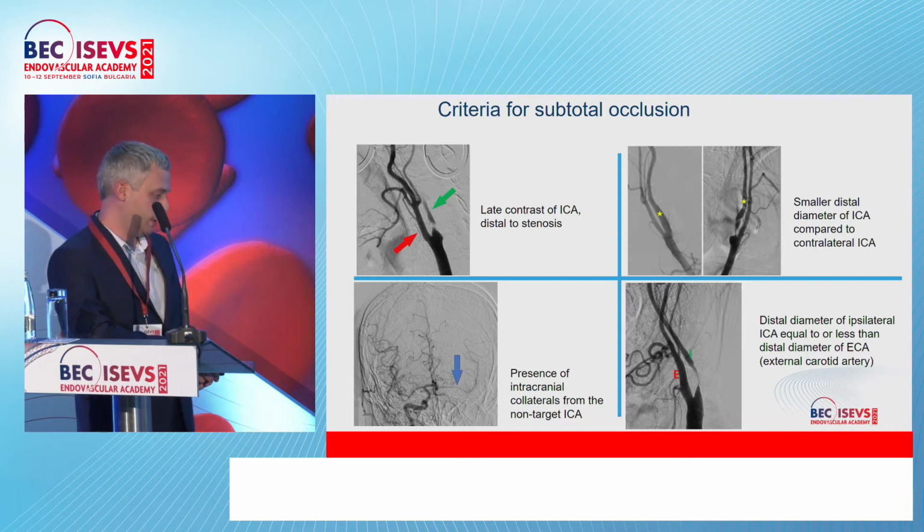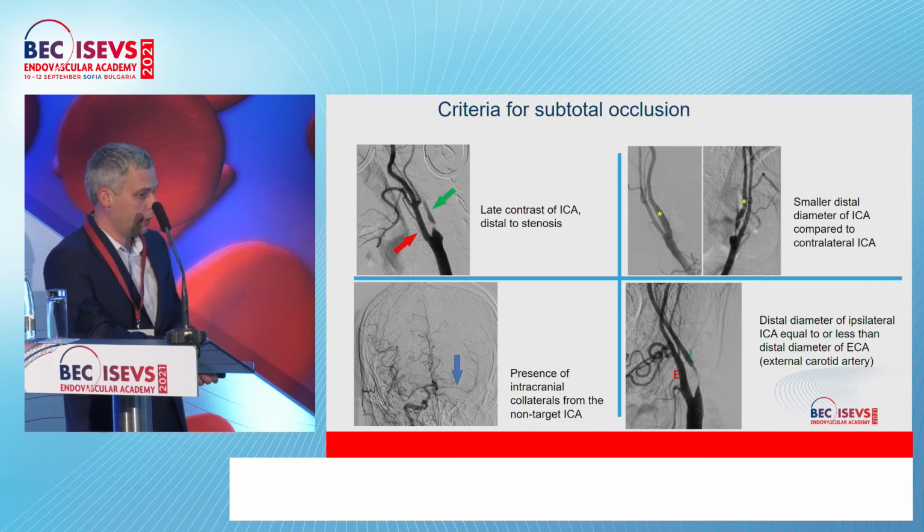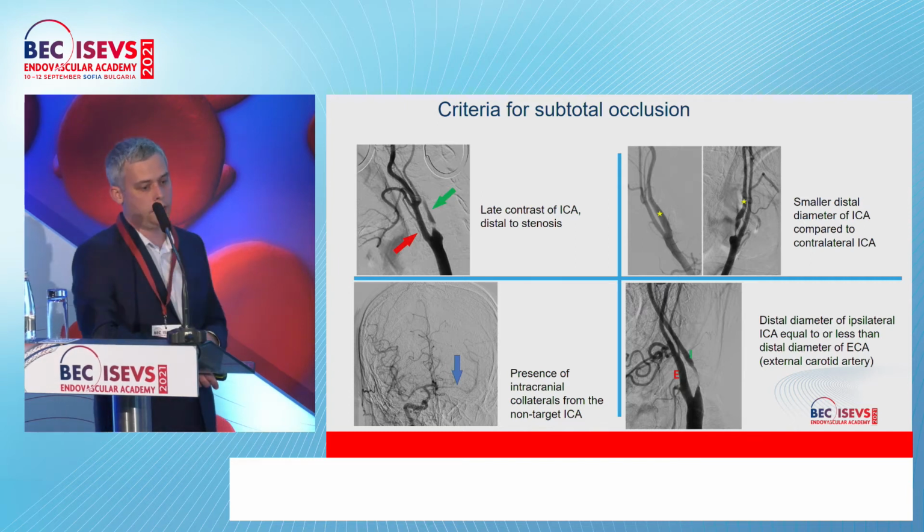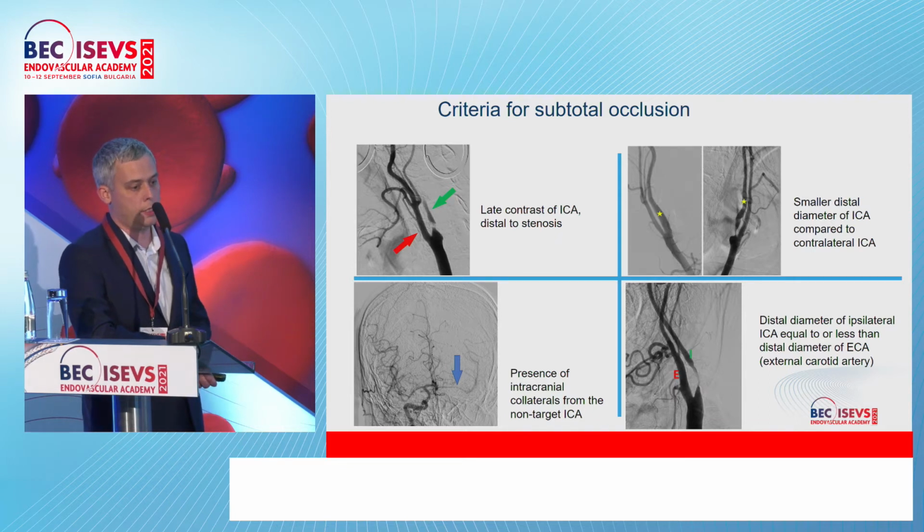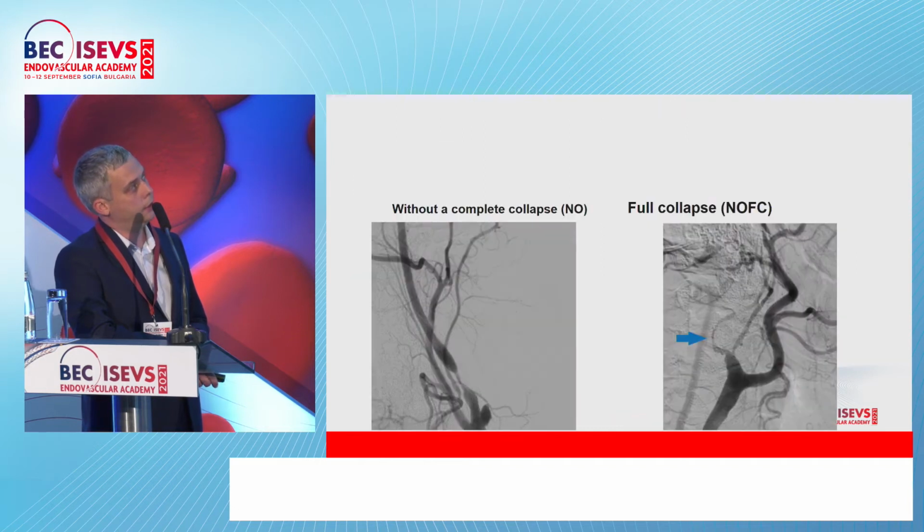Actually, from the live case of Dr. Stankov, we see similar filling of the left anterior cerebral artery from the right. And the fourth criterion is a distal diameter of the ipsilateral internal carotid artery less than or equal to that of the external carotid artery from the same side. To be honest, in order to diagnose or to refer to a stenosis as subtotal occlusion, we try to find more than 2 of these criteria in our series of 68 patients.